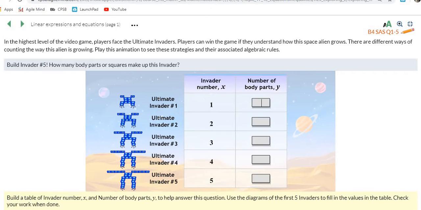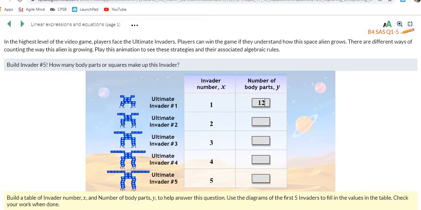Okay, so Invader 1, what total body parts does he have? 12? Do we agree with 12? Dylan, do the legs count? Yes. Like the whole body. Not the little, just blocks. How many blocks? So how many body parts of blocks?